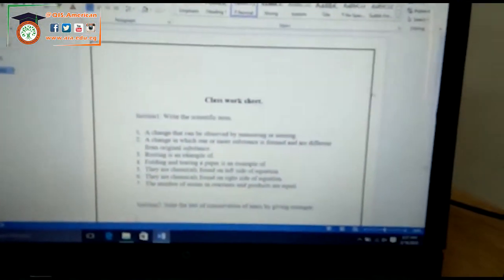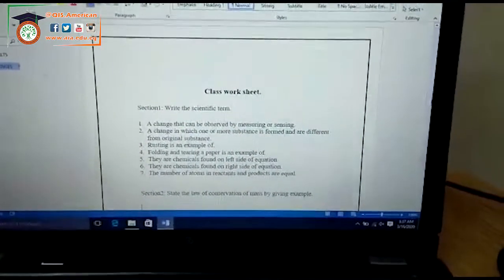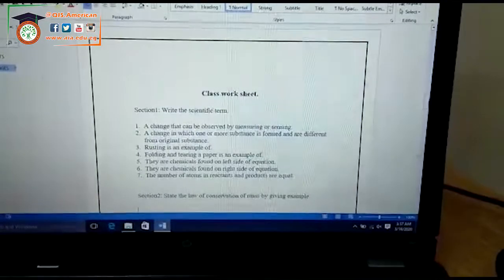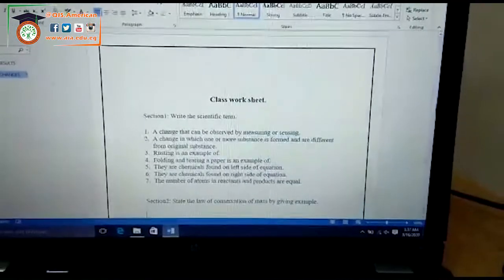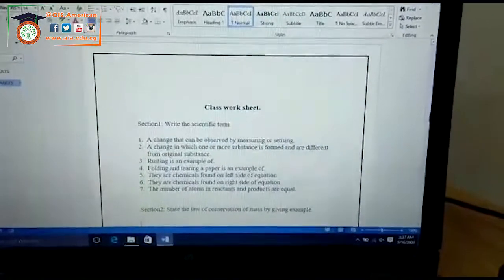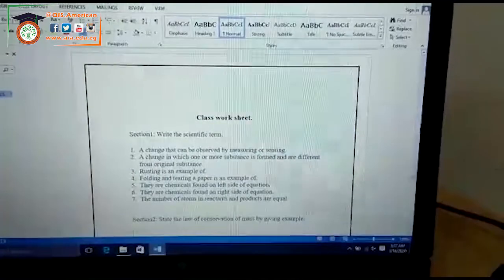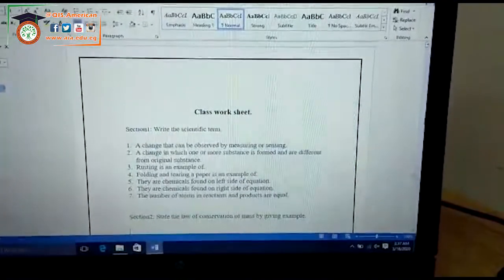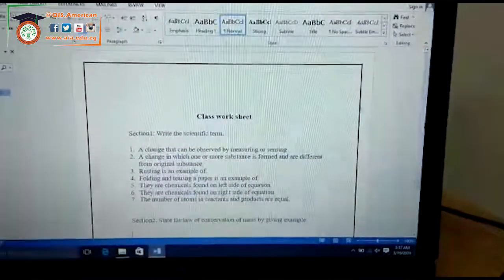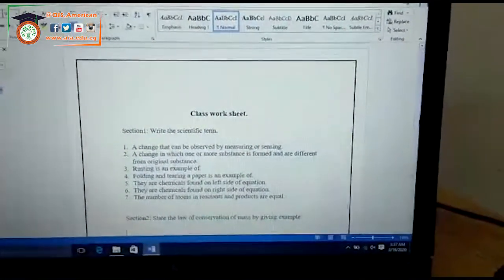Number 3, rusting. Rusting is an example of what? Remember that rusting will give us another compound which is completely different from the original one. So number 3, rusting is an example of chemical change. Number 4, folding and tearing a paper is an example of. We know that when we fold and tear a paper, it's still a paper. So it's an example of physical change.